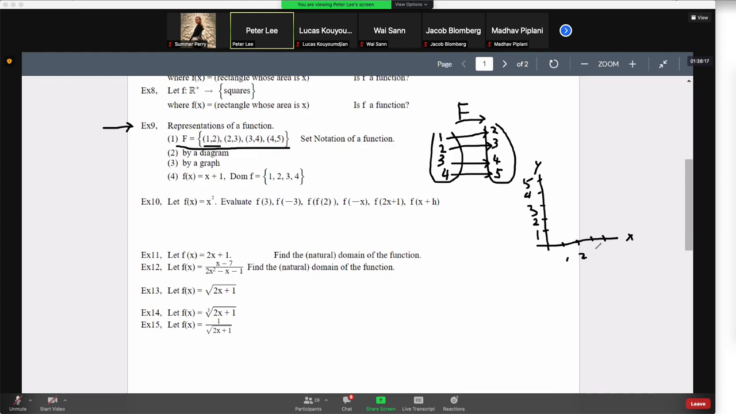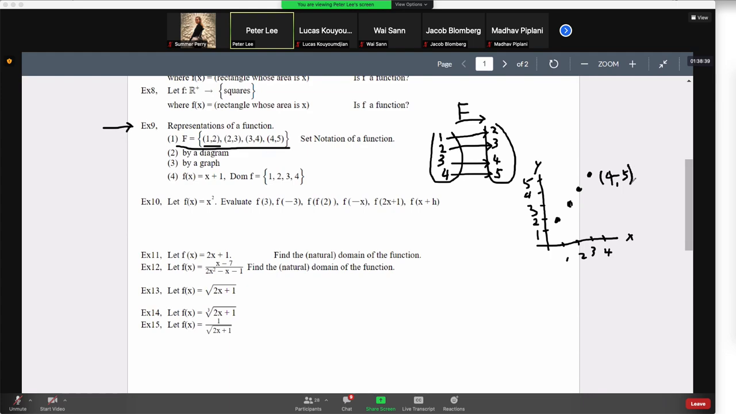So 1, comma 2 is over here. Then 2, comma 3 is here. 3, comma 4 is here. Then 4, comma 5 is here. The last one is 4, comma 5.